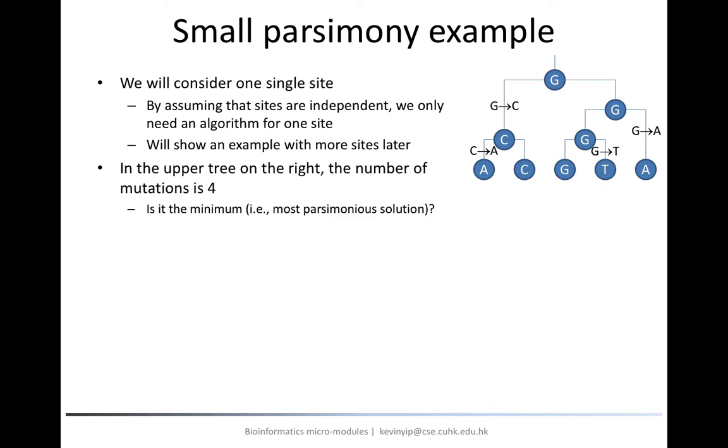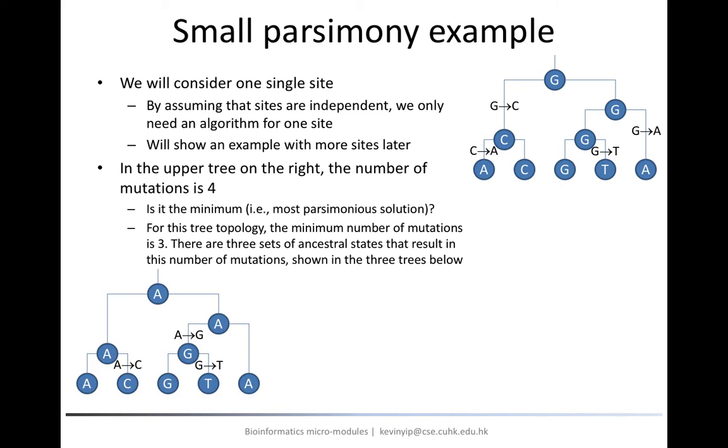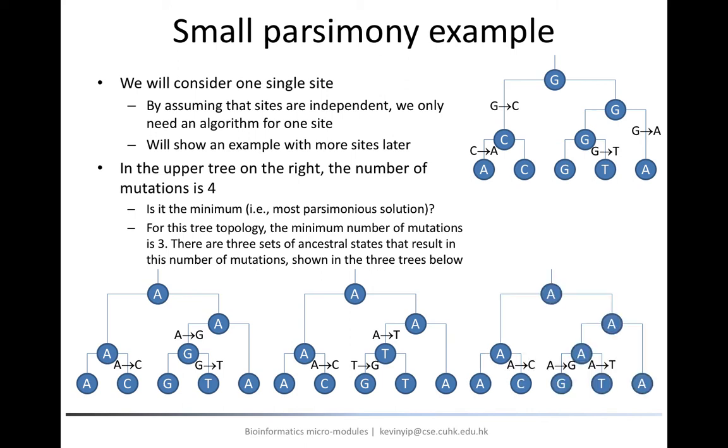Is it the most parsimonious solution, that is, the assignment of ancestral sequences that minimizes the total number of mutations? The answer is no. Actually, for this problem, it is possible to assign the ancestral sequences such that there are only 3 mutations in total. One way to achieve it is to have 3 A's and 1 G assigned to the internal nodes as shown. Another way is similar, but with the G replaced by a T. Yet another way is to replace the T with an A.